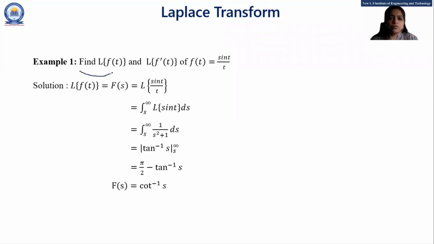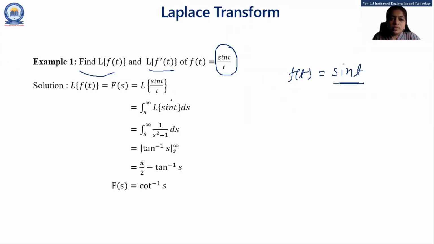Find the Laplace of f of t and Laplace of f dash t, where f of t is equal to sin t upon t. See students, if you are asked only to find Laplace of f of t and your given function is sin t upon t, then what to do? As we just learned, for finding the Laplace of sin t upon t, our function is sin t. So first you have to find the Laplace of sin t, right?